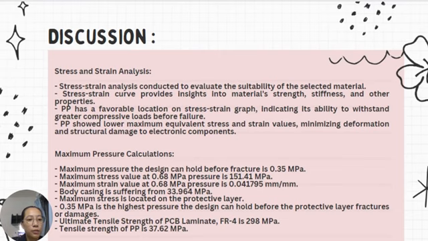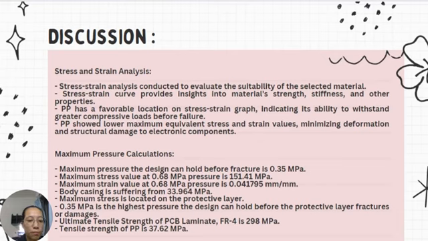Next, stress and strain analysis. Stress-strain analysis was conducted to evaluate the suitability of the selected material. The stress-strain curve provides insight into material strength, stiffness, and other properties. PP has a favorable location on the stress-strain graph, indicating its ability to withstand greater compressive load before failure. PP shows lower maximum equivalent stress and strain values, minimizing deformation and structural damage to electronic components.